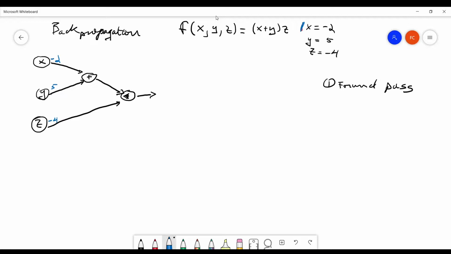The first thing we can do is see what the operation is at this logic gate: -2 plus 5 is 3. Then we have this multiplication here, so -4 times 3 gives us -12. So our forward pass is done. The next thing we do is label our operators.